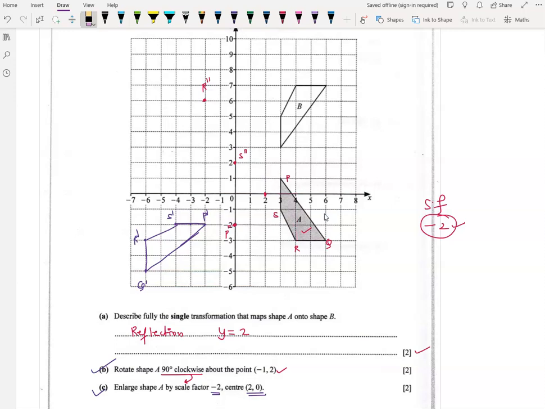Okay, and the last one is point Q. So from point Q to the center you go 3 up and 4 left. So from the center now we'll go 3 up and 4 left. So 3 up, 4 left, again 3 up and 4 left. You'll reach here. So this is your point Q double prime.